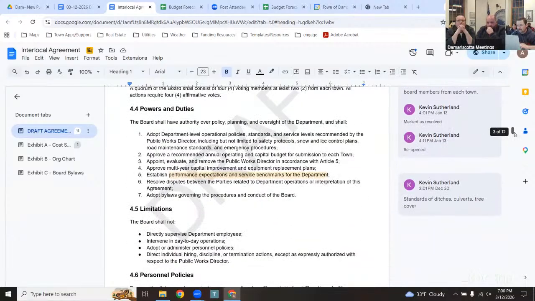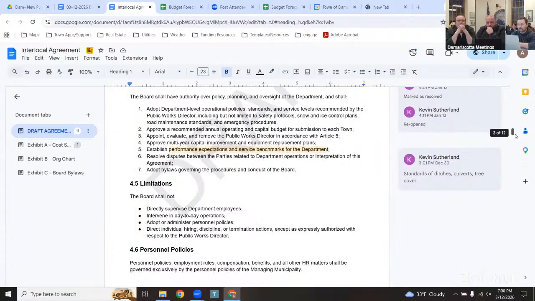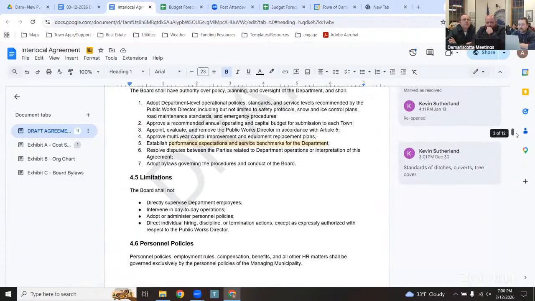I don't want to keep repeating myself, but yeah, performance standards, I think I put standards of ditches. So there are still some questions in here that need to be hashed out, and attorney review. But what I'd like to do is ask this committee to talk about the cost share.